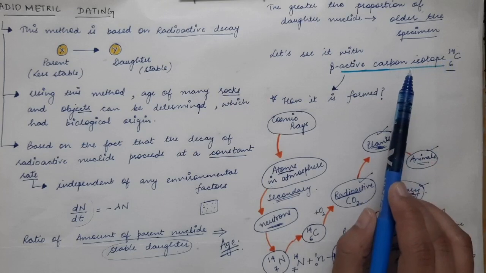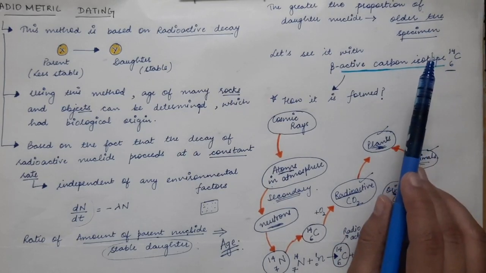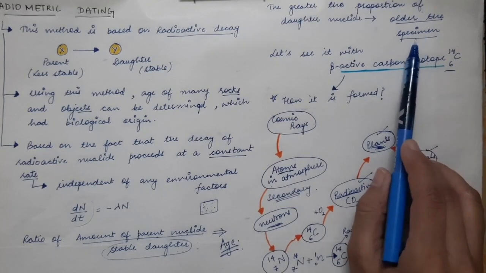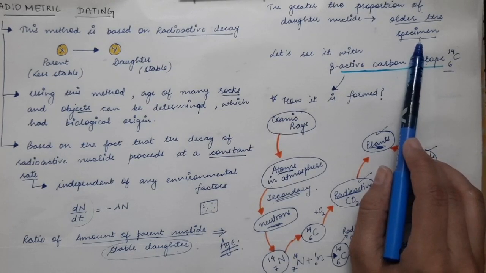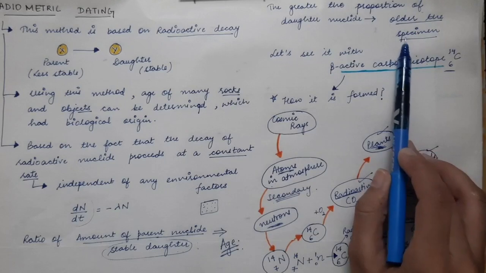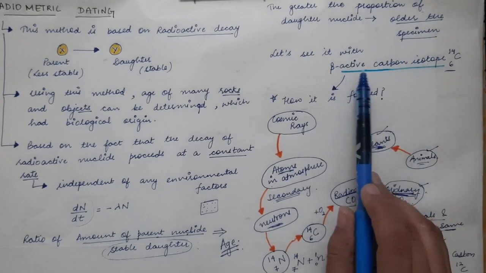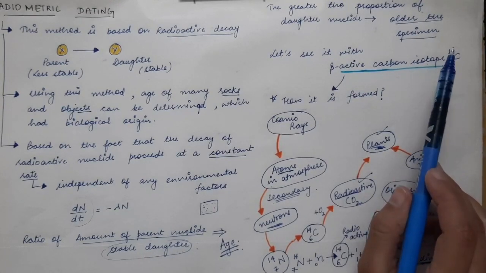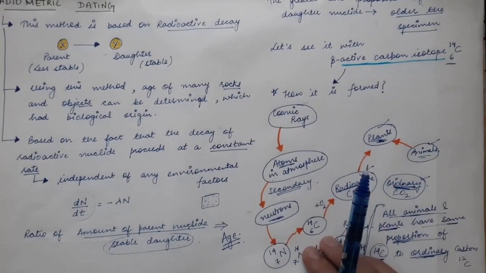First of all, we will see how this carbon-14 is present in various plants and animals, because to find the age of any specimen, that particular radioactive isotope must be present inside that specimen. So how is carbon-14 present inside the various plants and animals? First of all, we will see how it is formed.